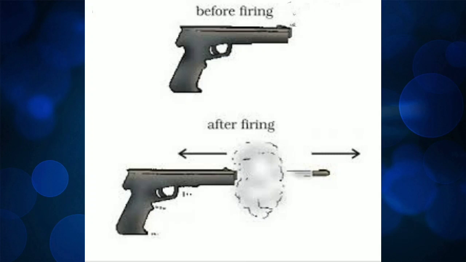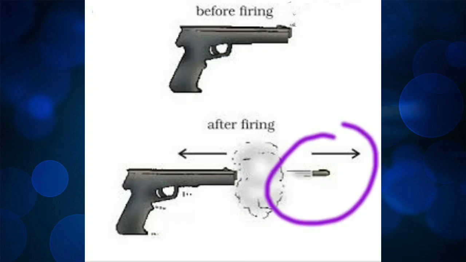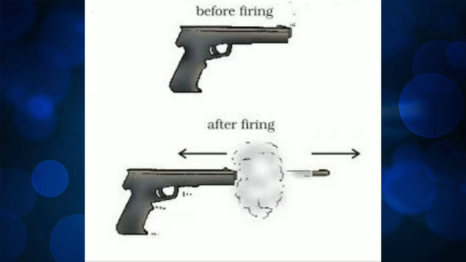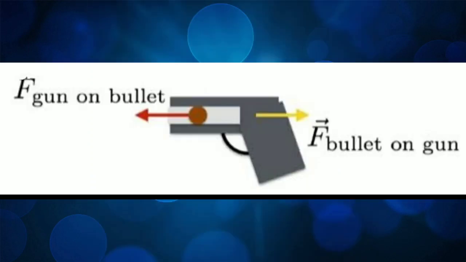After firing, the bullet leaves the gun and moves with a large velocity in the forward direction. Thus, the bullet has larger linear momentum. Since no net external force acts on the system, its linear momentum after firing must also be zero. Students, this can happen if the gun has linear momentum equal to the magnitude of linear momentum of the bullet and in the backward direction. Therefore, the gun recoils to conserve the linear momentum.